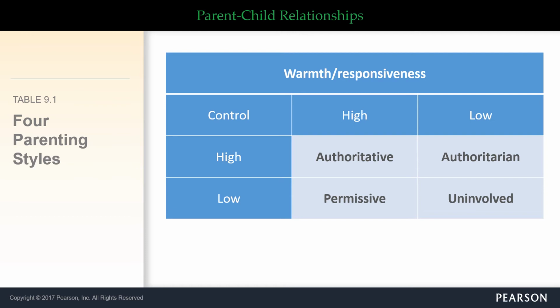If we go to the right of that row, we can see that the warmth and responsiveness level is low, but the control is very high, and that's authoritarian parents. Then if we go to the bottom row, we have low control and high warmth. That's permissiveness. And in the bottom and final cell, we have low warmth and responsiveness and low control. That would be uninvolved.